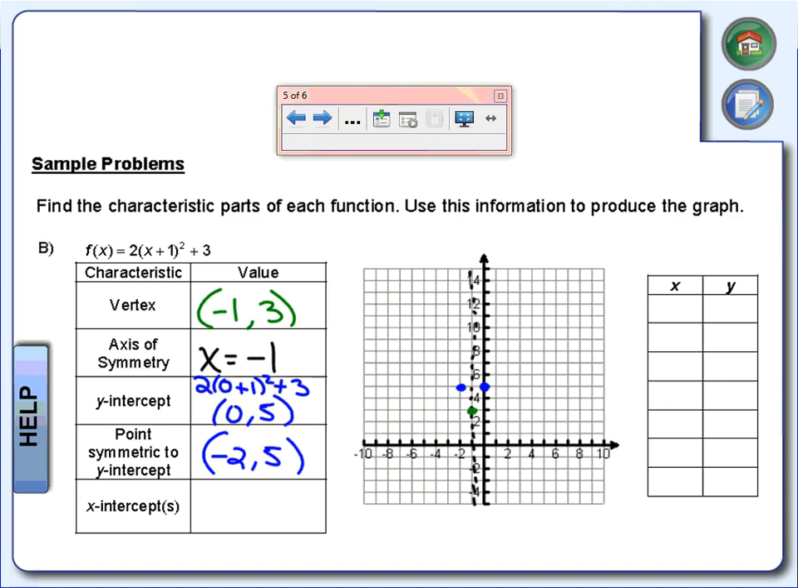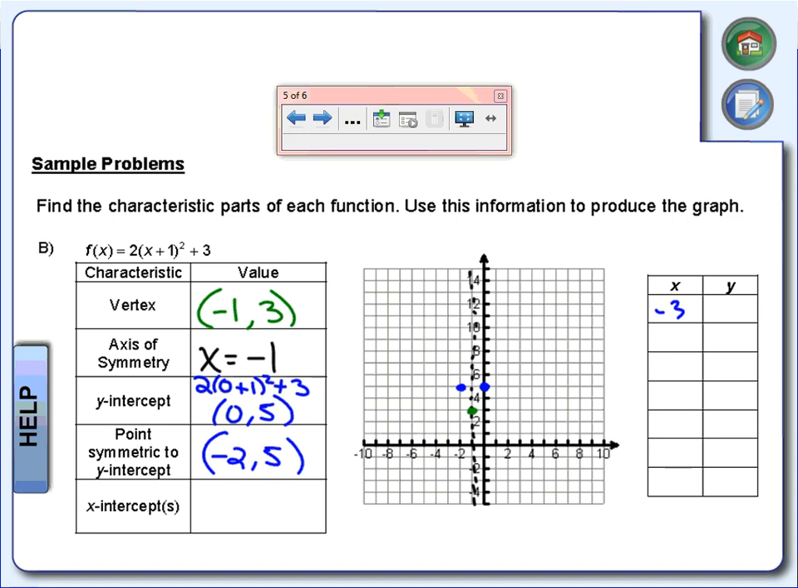Go to y equals, and let's type in the function itself. Let's type in 2 times (x plus 1) squared plus 3. Put that in your calculator. Before you graph it, look at your table. And you'll notice you got lots of points, lots of ordered pairs. I want us to list some of the ordered pairs that would actually fit on our graph paper here. Give me some ordered pairs.